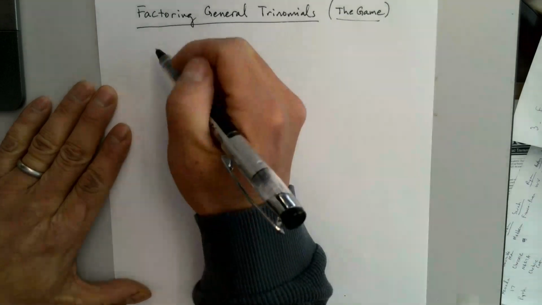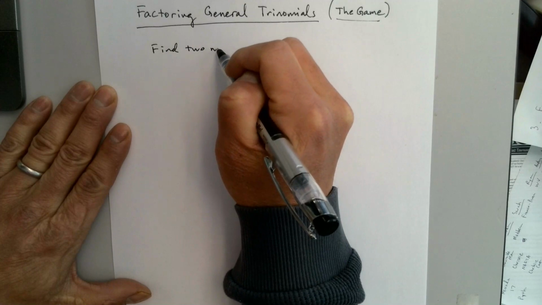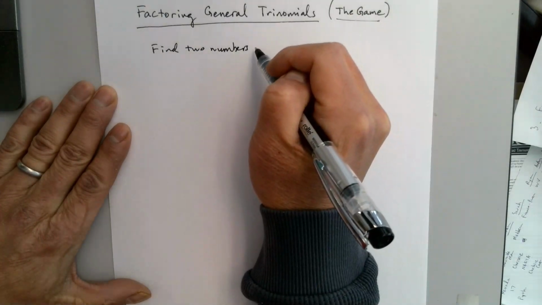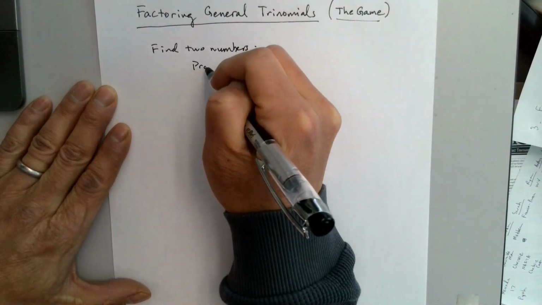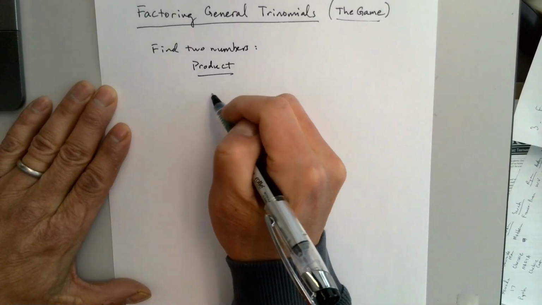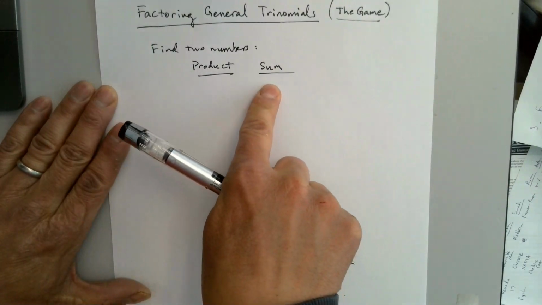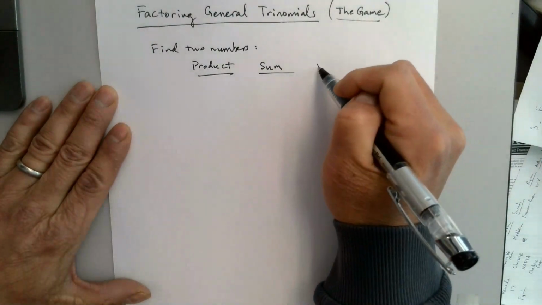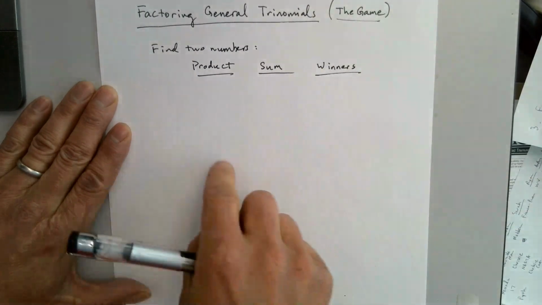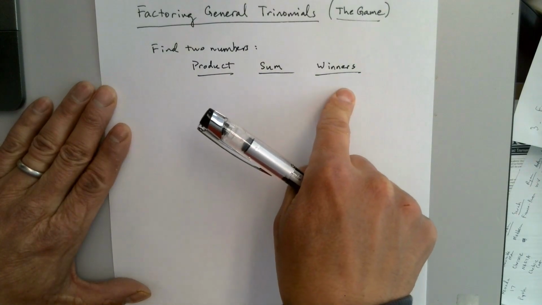So the game is: find two numbers that have a product of something that I'm going to put right here, and a sum of something that I'm going to put right here. And the two numbers that satisfy whatever product and sum I put here we'll call the winners.